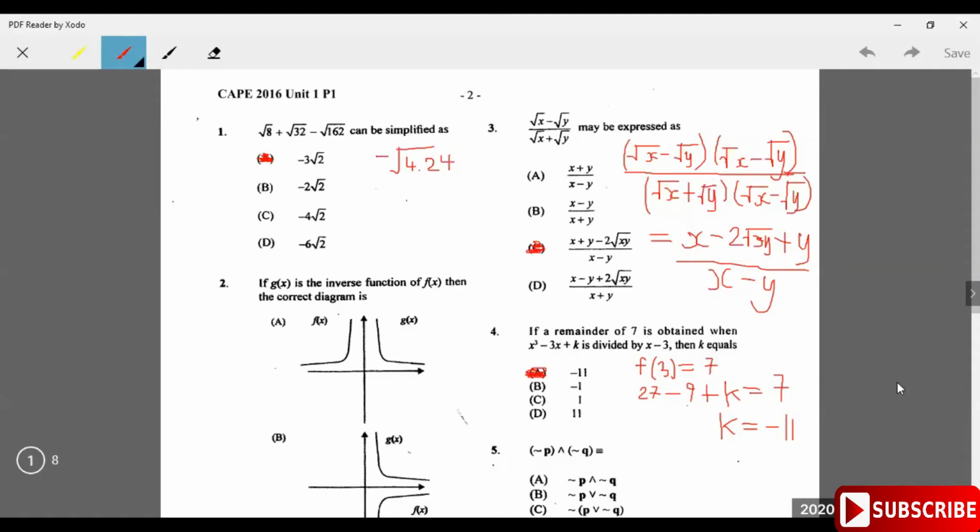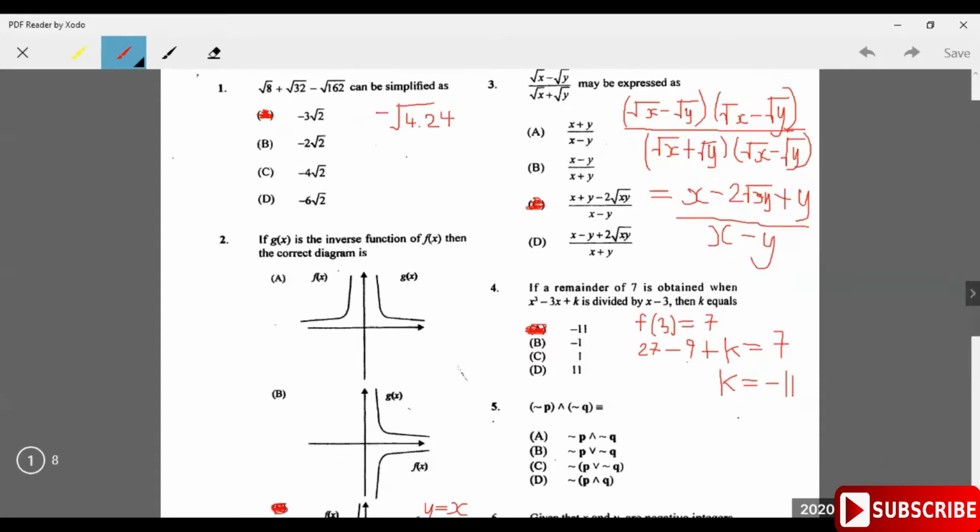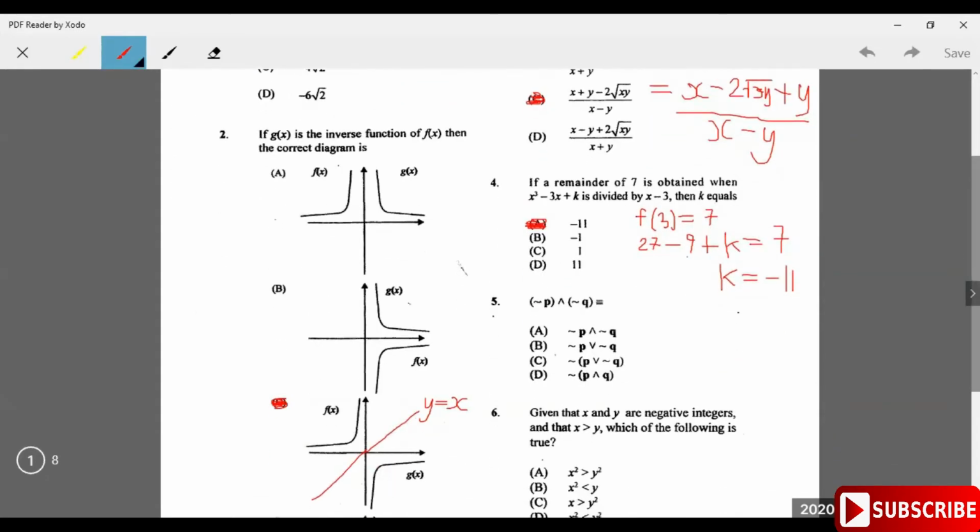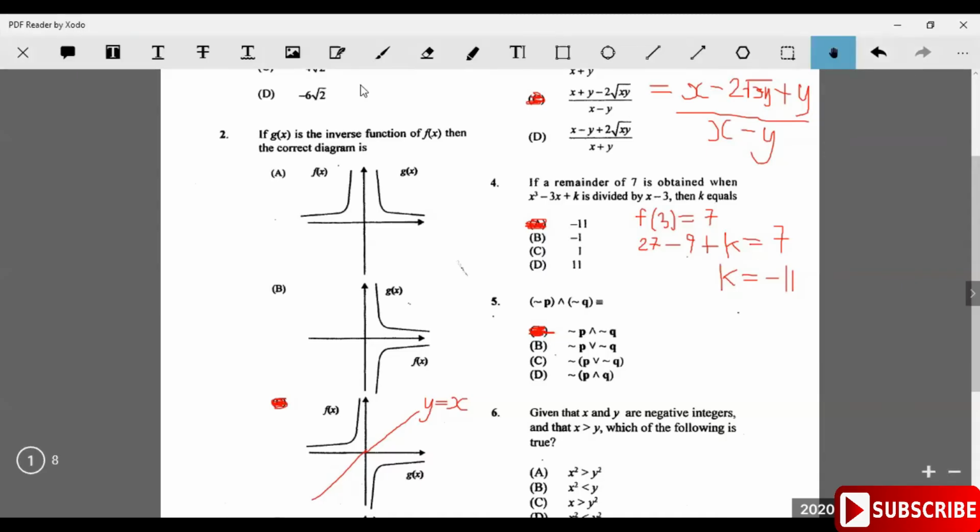All right, question 5. Question 5 is asking for not P and not Q. When you simplify that, what are you getting? You're going to get the exact same thing, so you can just remove the bracket. Not P and not Q. Really easy.